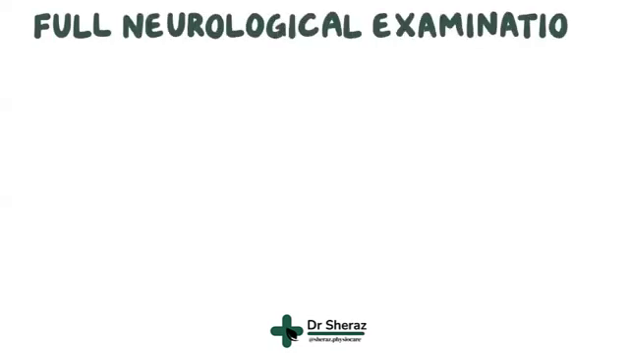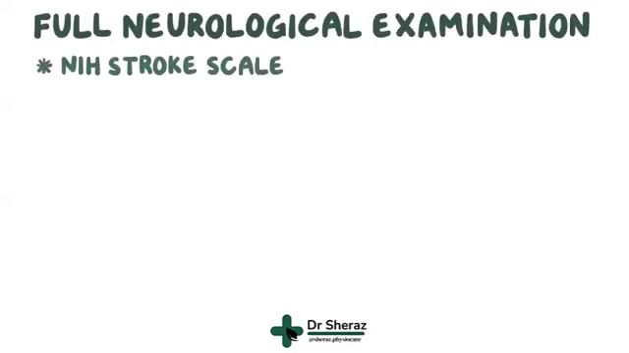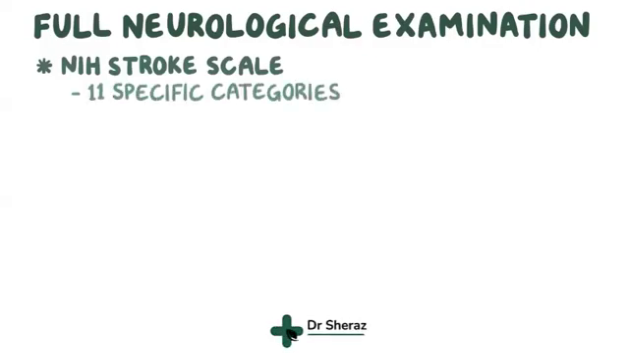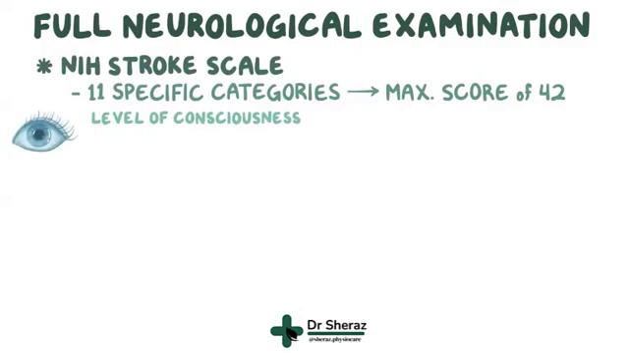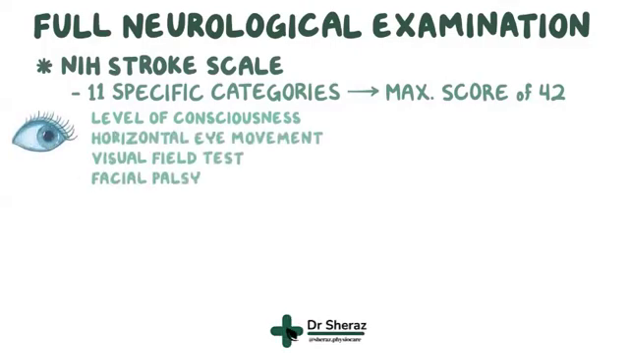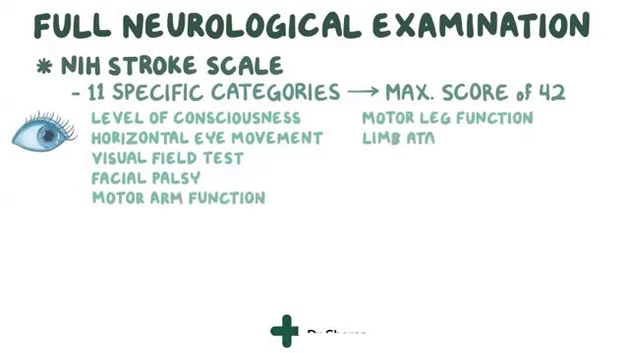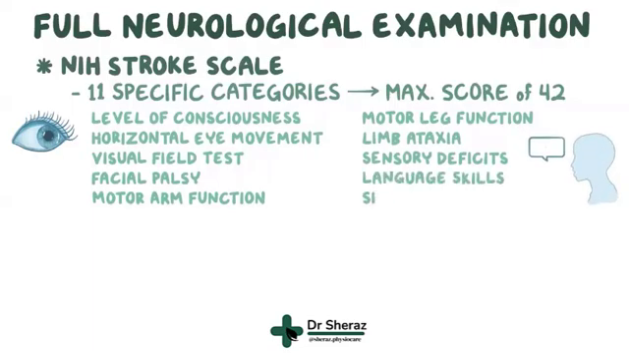Next up, a full neurological examination using the NIH stroke scale can help assess the severity of the stroke. Points are given for any deficits in 11 specific categories, with a maximum score of 42. The 11 categories are level of consciousness, horizontal eye movement, visual field test, facial palsy, motor arm function, motor leg function, limb ataxia, sensory deficits, language skills, speech, and extinction and inattention.